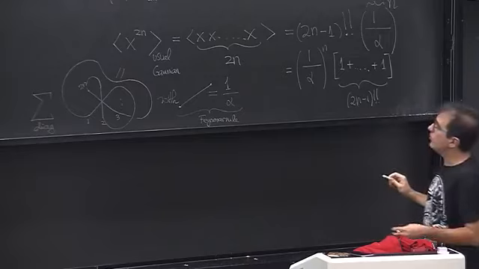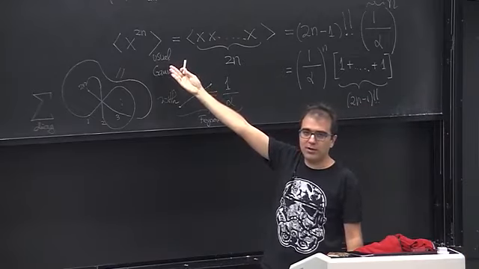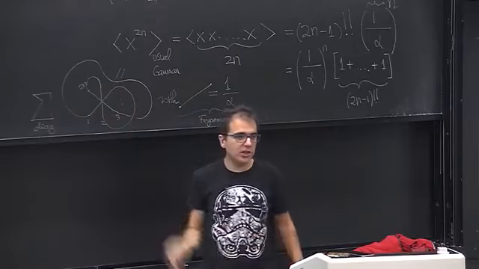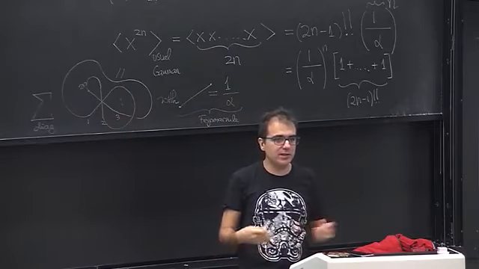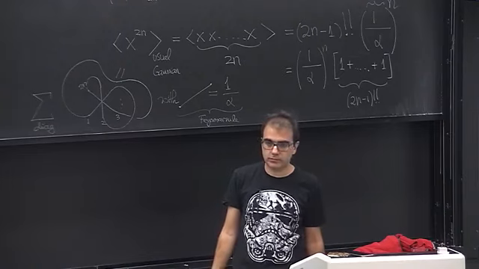Now, of course, it would be overkill. We are just computing a Gaussian integration, which was something simple. And we are saying it's a sum over all possible graphs. And each graph has a bunch of propagators. Okay, it's fine. But it's correct.